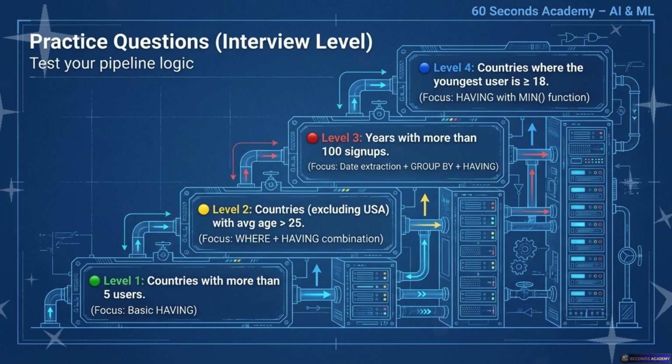And level 4, which introduces complex row-level evaluation within the aggregate. Find countries where the youngest user is greater than or equal to 18. We will leave that one for you to solve on your own. Yep, applying the strict pipeline rules we've discussed today.